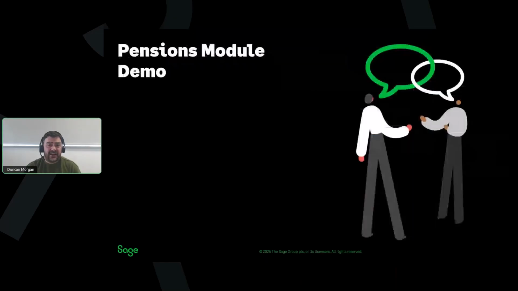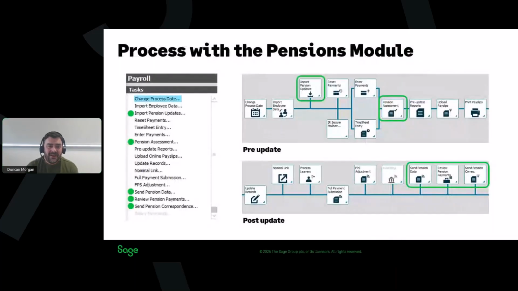So now that we've got everything set up, we're just going to finish with a brief demo and explanation of where these new pensions module options will fit into your payroll process. So first of all, looking at the payroll tasks pane on the left-hand side, I have highlighted the pensions module options. So a couple of pre-update tasks would be to import pension updates if you've set up pensions data exchange to link directly to your pension provider, and that'll bring in any changes to pension schemes or any opt-out information sent over by your provider.